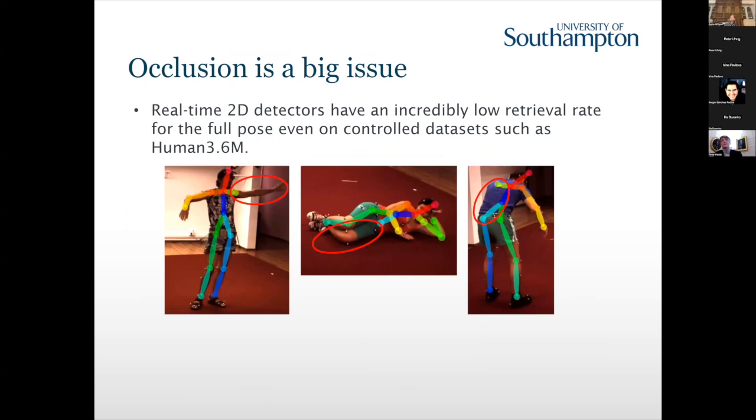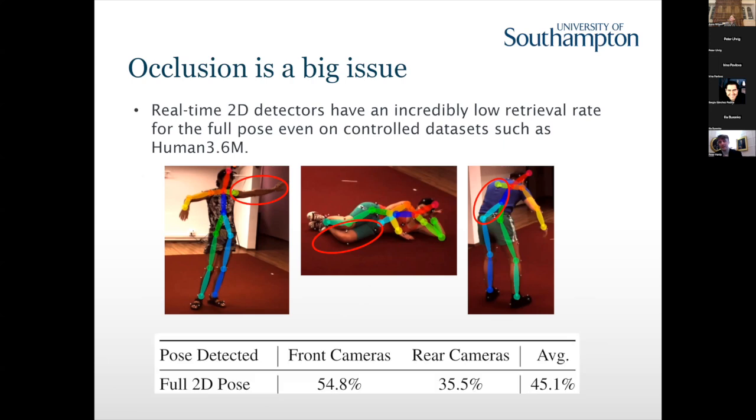Real-time 2D detectors have an incredibly low retrieval rate for the full pose, even in controlled datasets such as Human3.6M. It's so bad that if you just take OpenPose off the shelf and use the MPI skeleton, which is a skeleton a lot of 3D datasets use, so it's the one you'd use if you're doing 3D lifting, you'd get the full pose in less than half of frames. It would be 45.1% of frames on average. From the front cameras, it's 55%, and from the rear cameras, it's 35%.